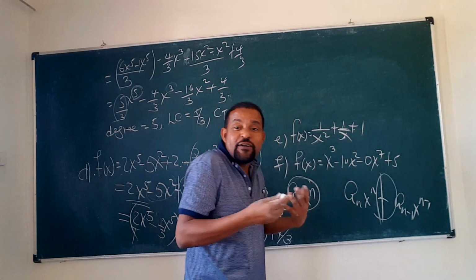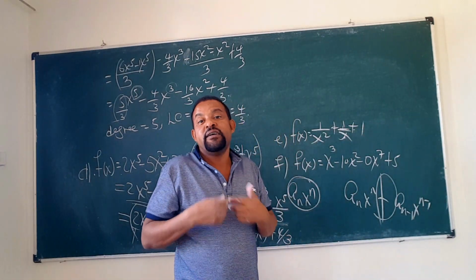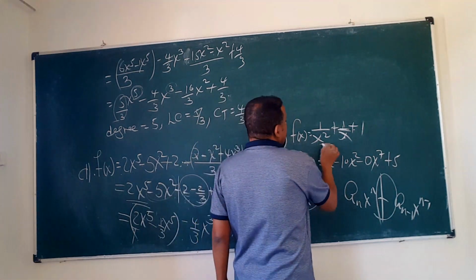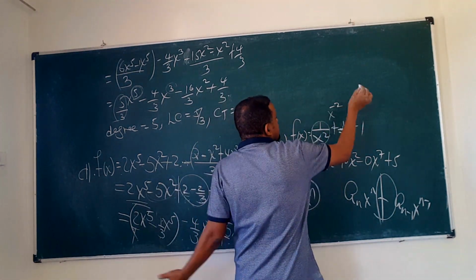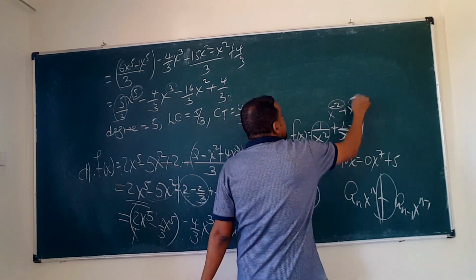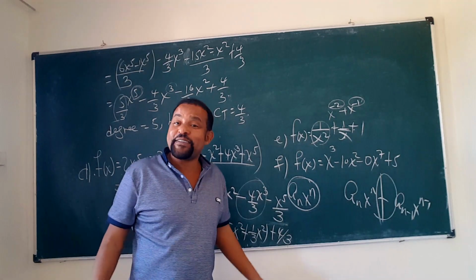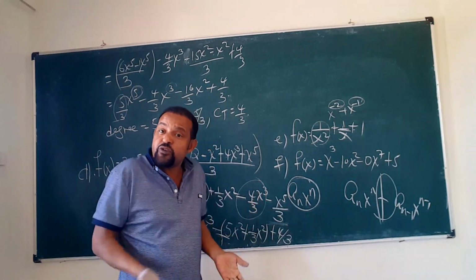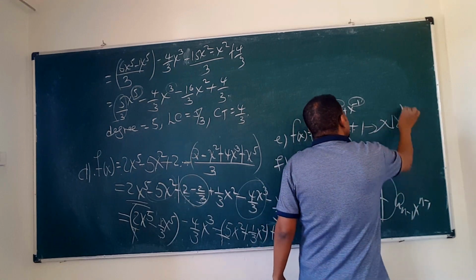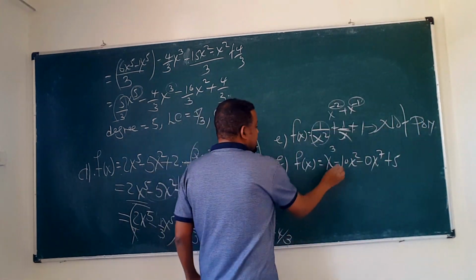Now before looking for the leading coefficient, degree and constant term, we must check whether it is a polynomial. Look, 1 over x squared means x to the power of negative 2, and this is x to the power of negative 1. So the exponents of x are negative integers, which is impossible in the definition of polynomials. So it is not a polynomial. What about this one?